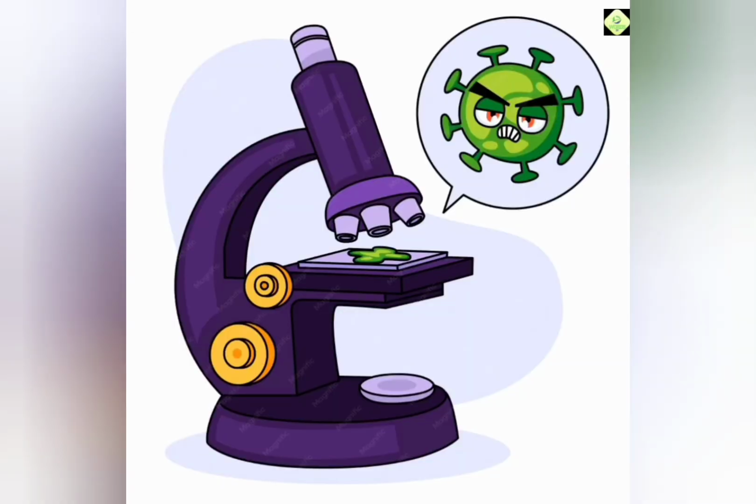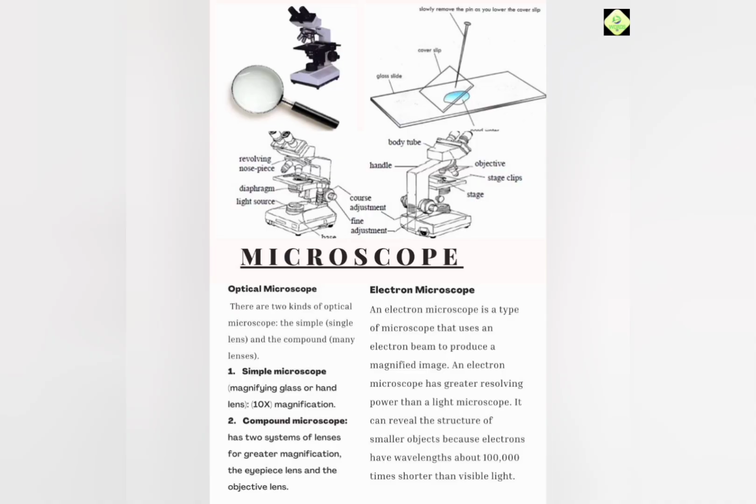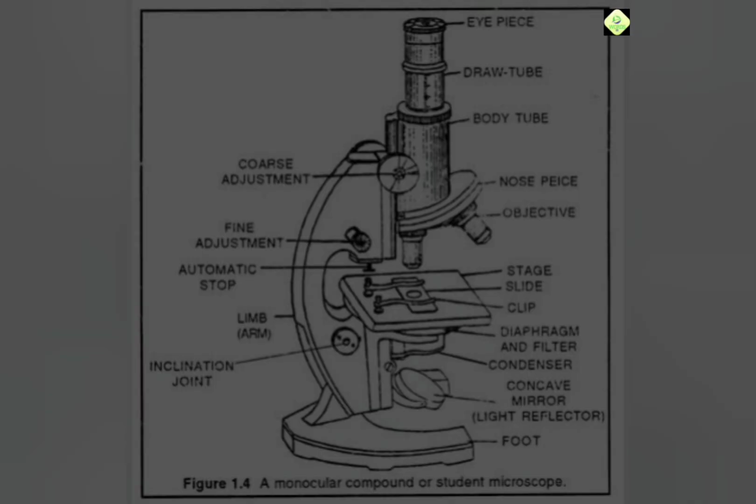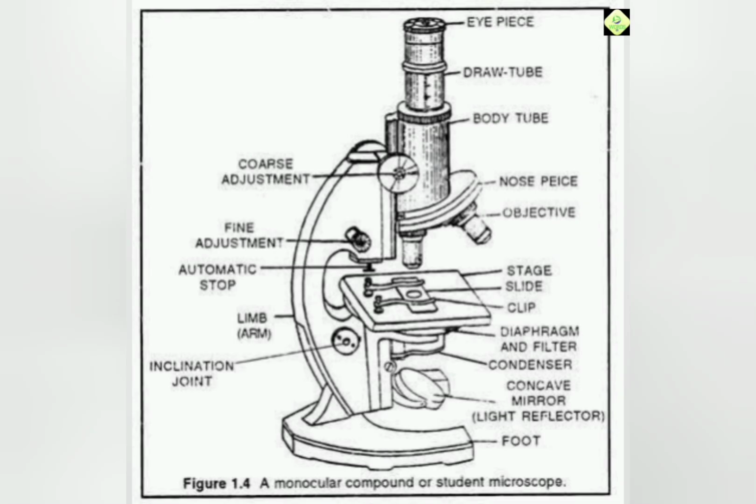Today we are going to see a new topic, microscopy. First of all, what is microscopy? Microscopy is the act of using a microscope to view tiny things that cannot be seen with the unaided eye. Or microscopy is the science of using a microscope, which involves magnifying objects which cannot be seen with the naked eye.